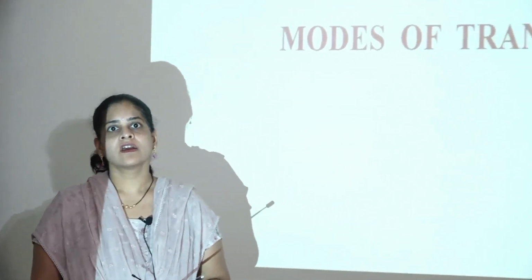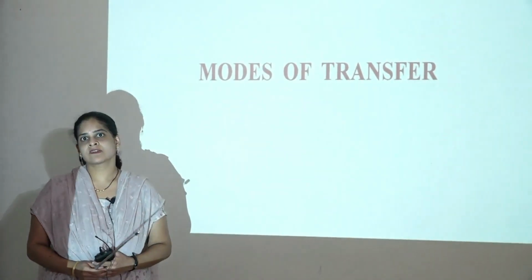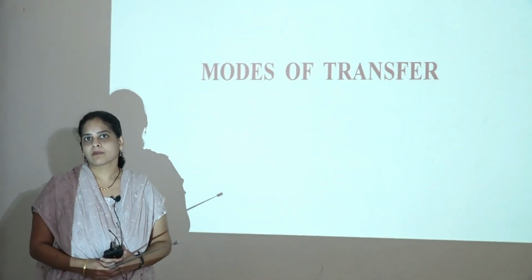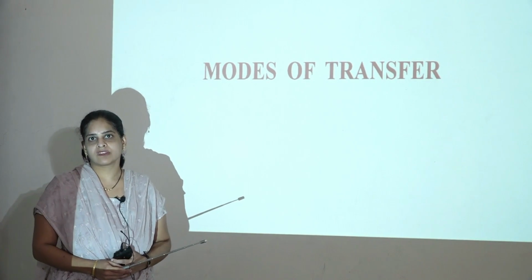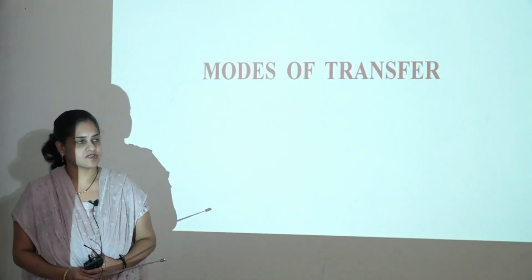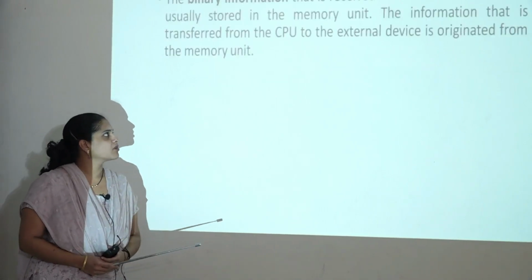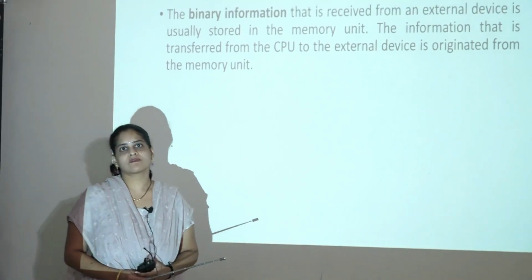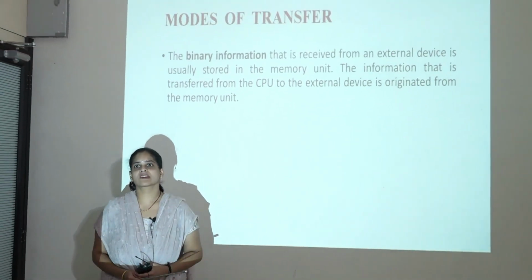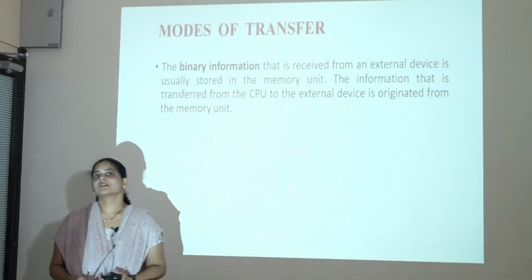In the previous class we discussed input-output organization, where we covered the role of an input-output interface in an input-output organization, and asynchronous transfer, where we came across the data transfer between the CPU and the input-output devices. Now we are going to talk about different modes of transfer. What are the different modes in which the input-output devices can communicate with the CPU?